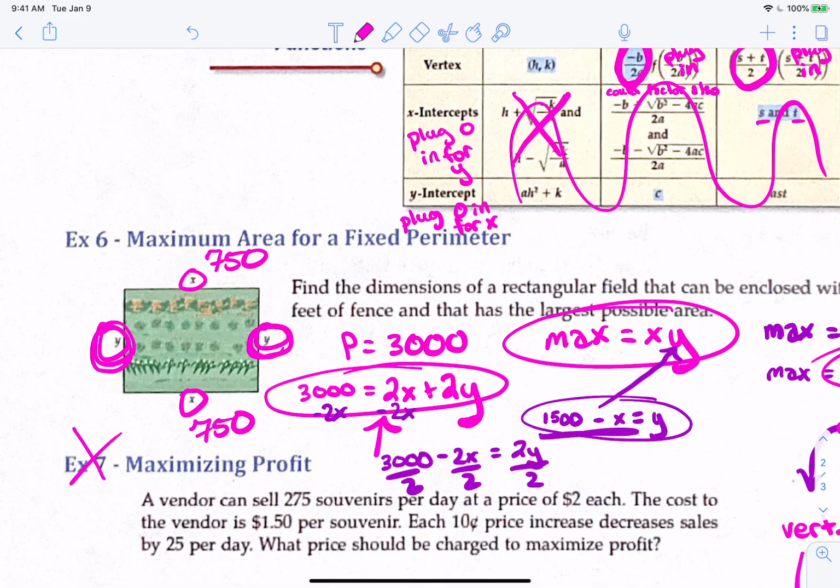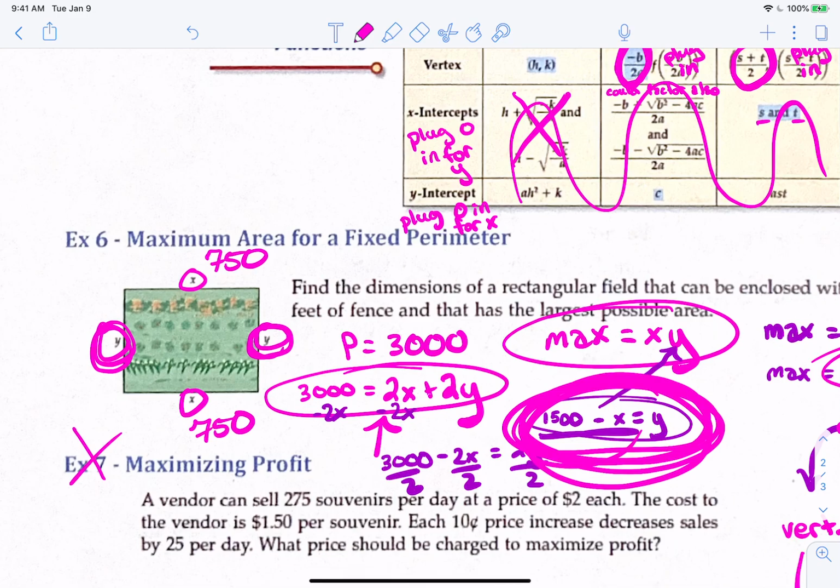I know that 1500 minus X is what Y is. So Y is also going to be 750, right? 1500 minus 750 is also 750. Did you know that if you are given dimensions for a rectangular shape, it has the maximum area when it is as square as possible?